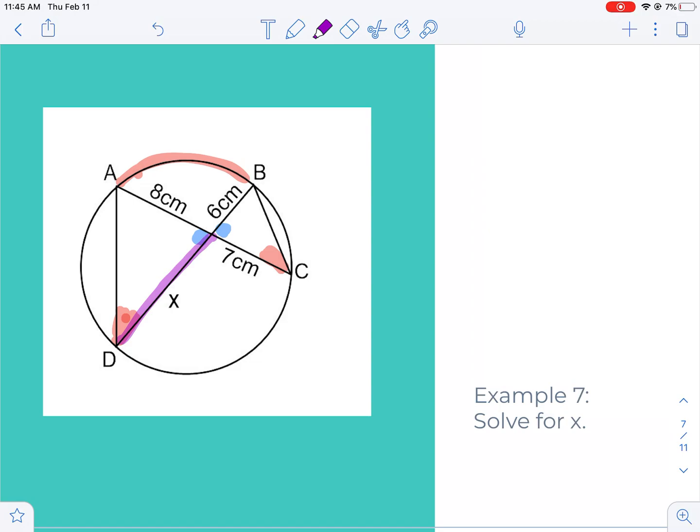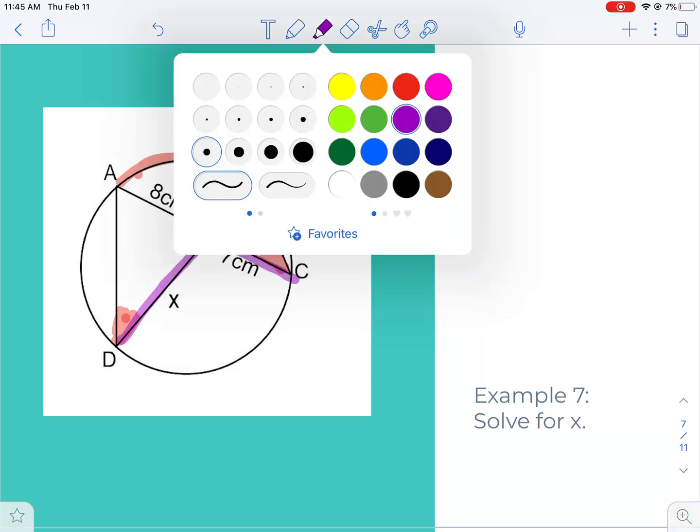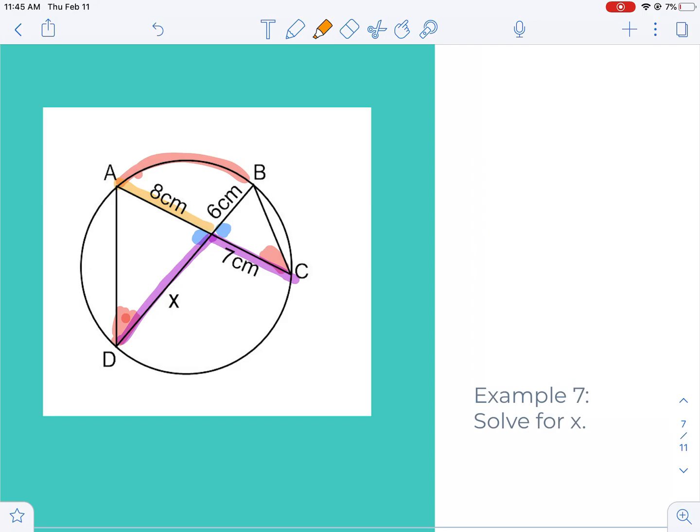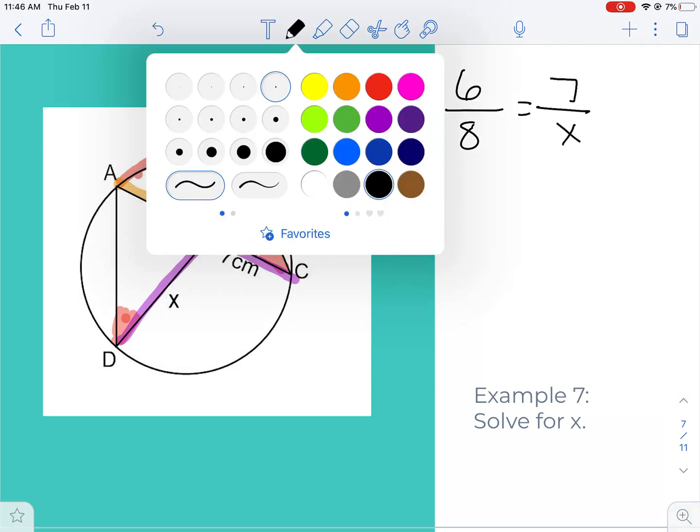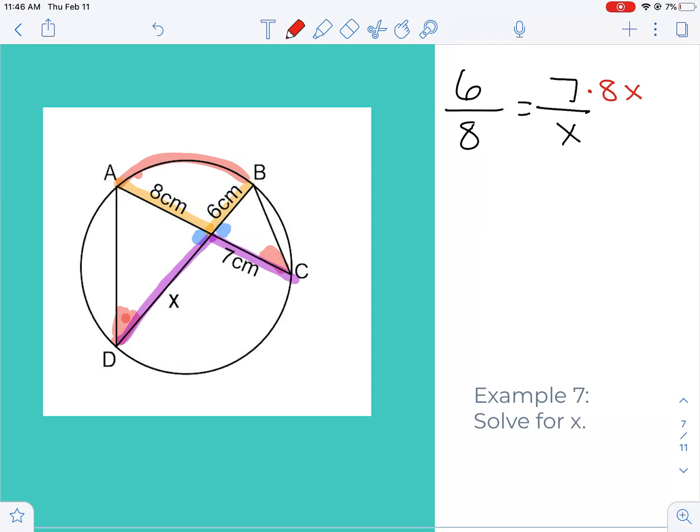That means X is between the red and the blue angles, so is 7. 8 is between an uncolored angle and a blue angle, so is 6. So my triangles are folding in on each other. And I get 6 to 8 equals 7 to X. I'm going to multiply by my denominators on both sides. 8 drops out here, my x drops out here, and I get 6x equals 7 times 8, which is 56. And when I divide, I get 9 1/3 for x.